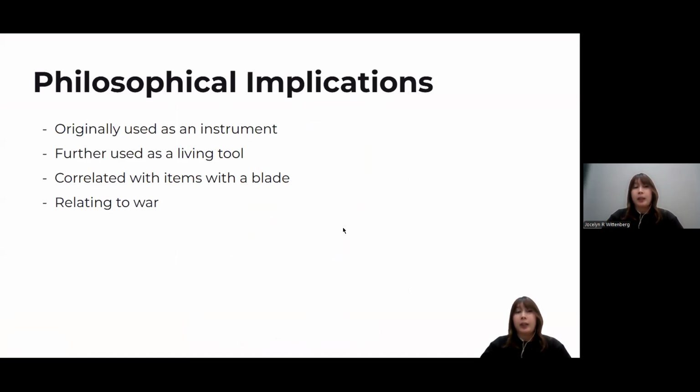A little bit of philosophical implications of this character. It originally was used as an instrument for cutting things, and then further used as a living tool. It was also used for ritualistic and more spiritual practices. And lots of correlated items were used for blades, as you'll see in the upcoming slides. Dao was also primarily used for war as well as household needs, such as cutting things or different things to describe instruments.